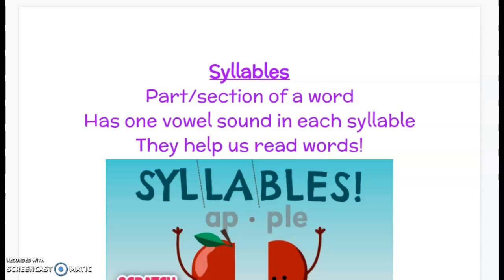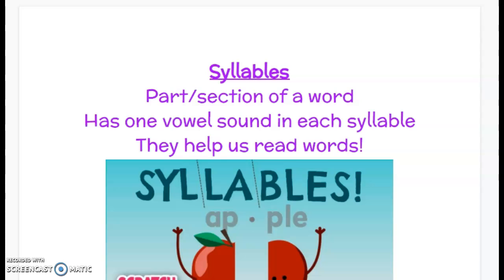Today we're going to be learning about syllables in word study. So a syllable is a part or a section of a word. It's just how we break words apart in order to make them into smaller sections. So one thing that's important to know about syllables is that each syllable is going to have one vowel sound in it.